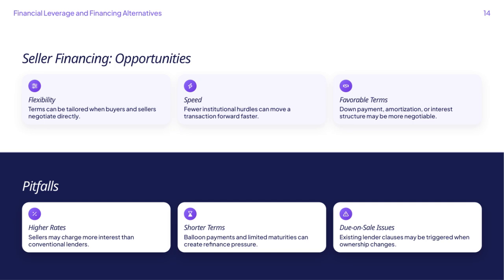financing. However, there are some pitfalls to consider. Seller financing often comes with higher interest rates than conventional loans, which can increase overall costs. Terms are typically shorter, which may lead to balloon payments and create refinance pressure down the line. Another important consideration involves due-on-sale clauses that may exist with the original lender, which could be triggered when ownership changes hands. Understanding both the financial leverage seller financing offers and these potential challenges is crucial. It provides an alternative financing path, but one that requires careful evaluation of the terms and risks involved.